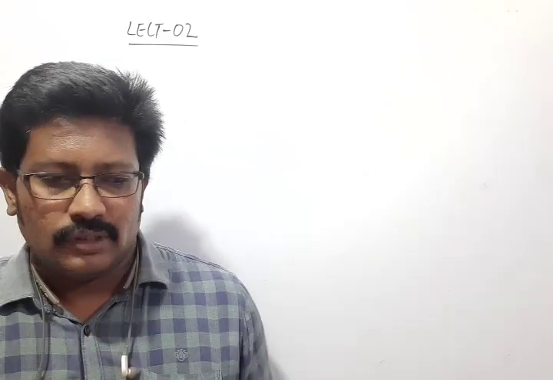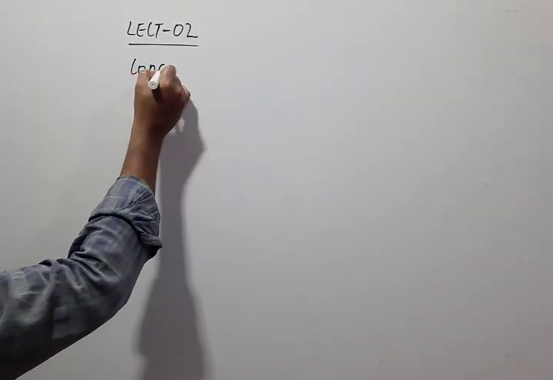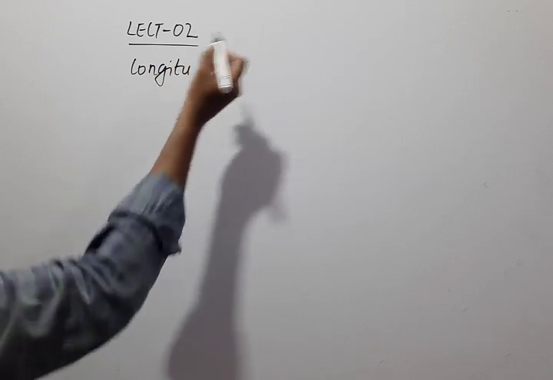In the last session, we have seen some introductory part on a human excretory system. Now in this session, we will see a detailed structure of the human kidney. So that's the longitudinal section of kidney.